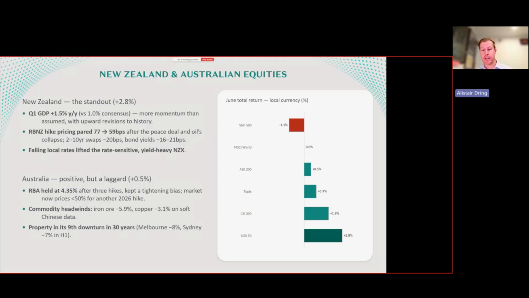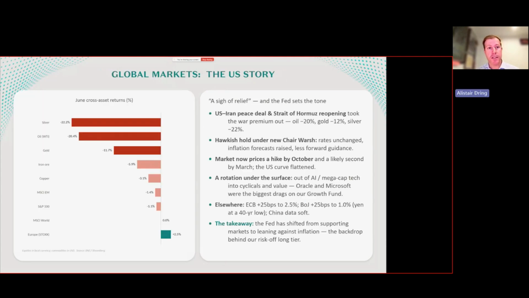In the property sector, it's in a significant sort of downturn and is incredibly soft, so no real performance attribution from that particular sector. Looking at global markets and largely sort of US-led, again, that's the main exposure we have in the fund. But sort of a sigh of relief in that the Strait of Hormuz opened up through June.